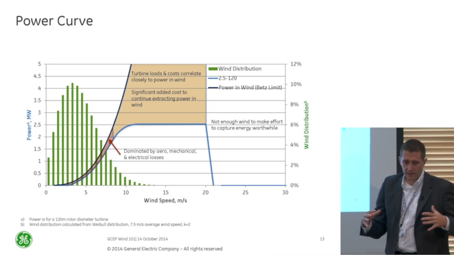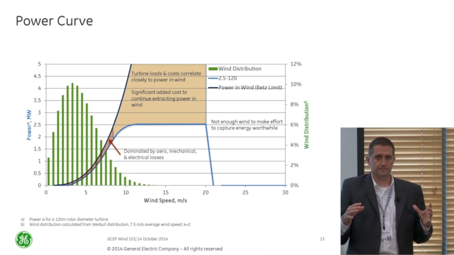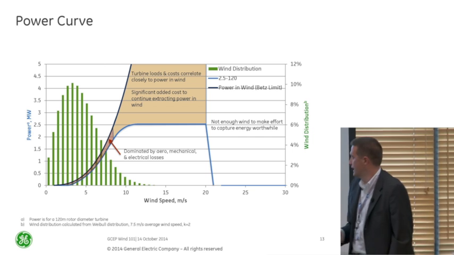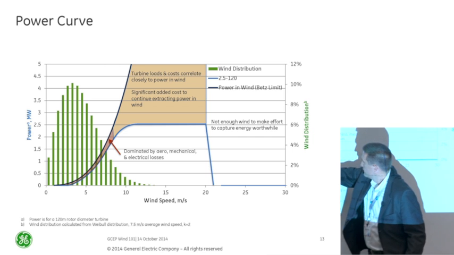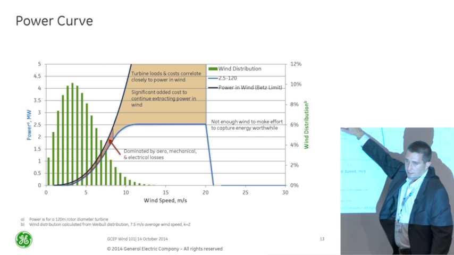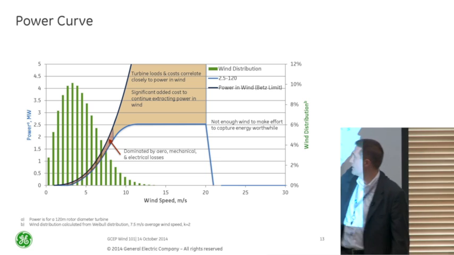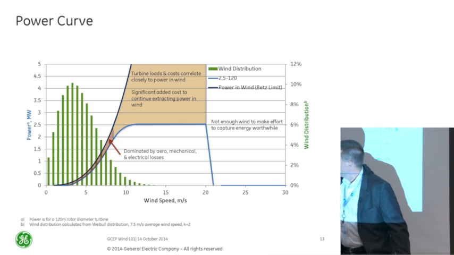So if I want to improve the aerodynamics of my wind turbine, improve the CP, it only really matters here. If I improve my CP with my blades, it doesn't matter out here. So it only matters in this region.